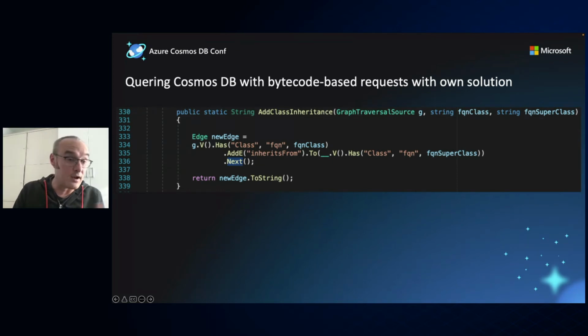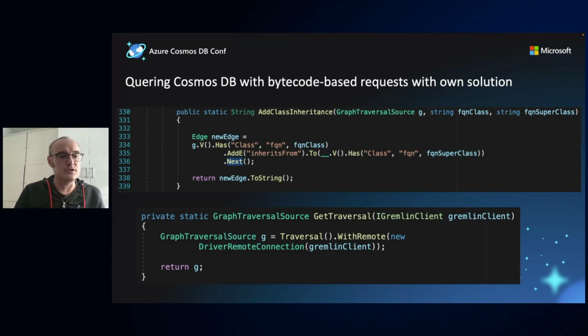And instead of using the Gremlin client, as you can see, I'm really using this graph traversal source as we had in the previous example. But how do I get to this graph traversal source? So normally I do the following. I have the Gremlin client. Using the Gremlin client, I create a driver remote connection, and then I create a traversal to a remote database using this driver remote connection instance. That is how I would do it normally.